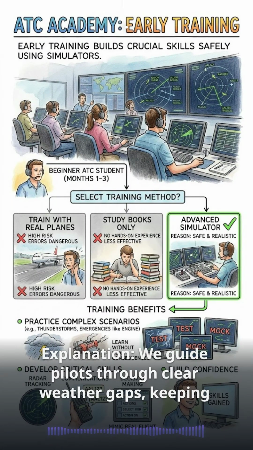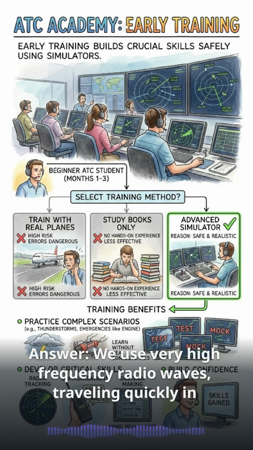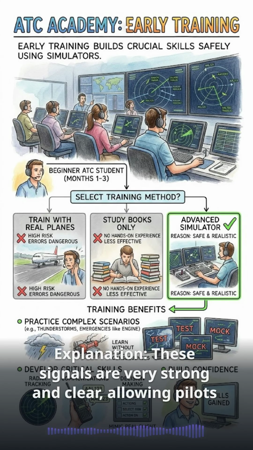49. What kind of radio waves do we use to talk back and forth with the flying pilots? We use very high-frequency radio waves, traveling quickly in straight lines to the flying airplanes. These signals are very strong and clear, allowing pilots to hear our exact control instructions easily.